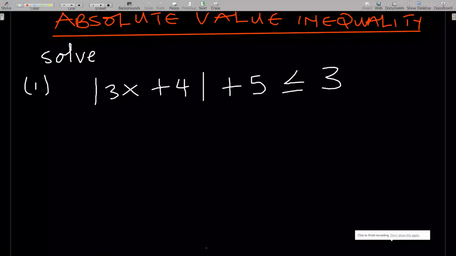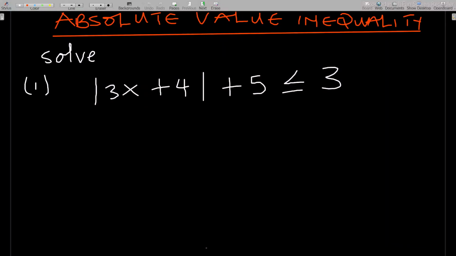Hello, welcome to this lesson of our study of Calculus 1, particularly absolute value problems. If you remember in our last discussion, we talked about absolute value equation problems where the sign was only an equal sign, linking the right part of the equation and the left part of the equation.